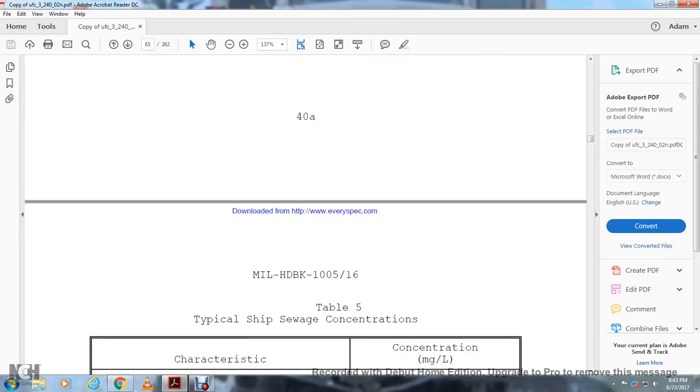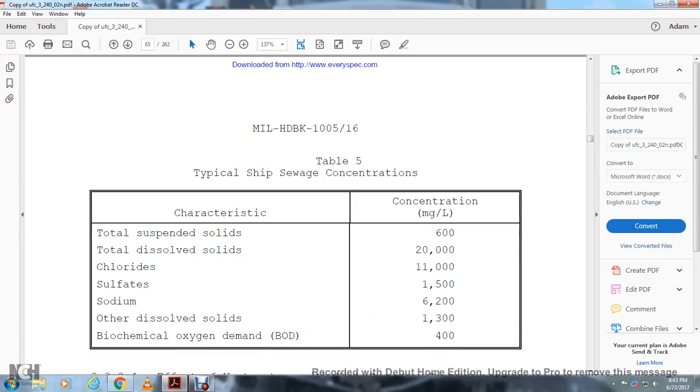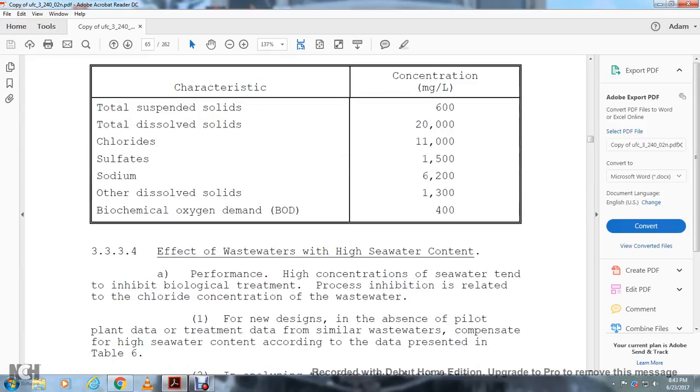New page. Table 5, typical ship sewage concentrations: total suspended solids 60 milligrams per liter, total dissolved solids 20,000 milligrams per liter, chlorides 11,000 milligrams per liter, sulfites 1,500 milligrams per liter, sodium 6,200 milligrams per liter, other dissolved solids 1,300 milligrams per liter, biochemical oxygen demand 400 milligrams per liter.